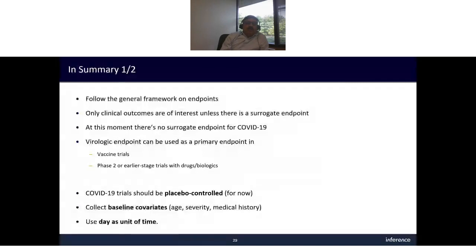Virologic endpoint, as I said, can be used as a primary endpoint in a vaccine trial, but not a phase 3 confirmatory trial with drugs or biologics. Earlier trials can use it, of course, like proof of concept studies. Right now, all COVID-19 trials should be placebo controlled, unless for blinding purposes you want to use a small dose of something. And I said for now, because once one or two drugs come out approved, then this whole scenario would change.